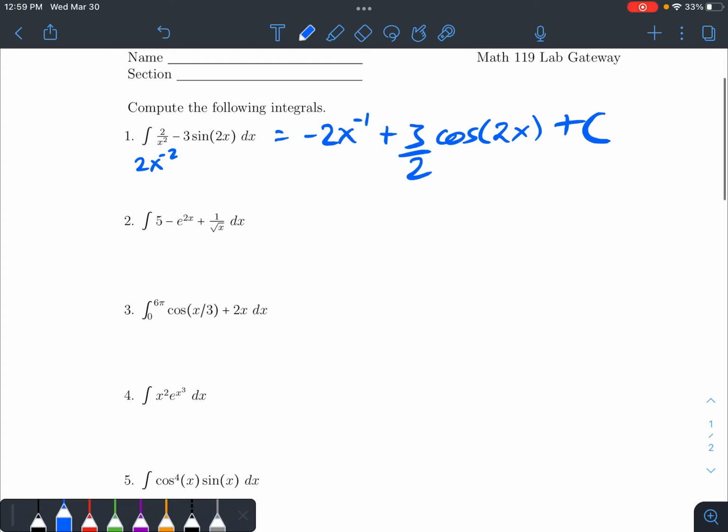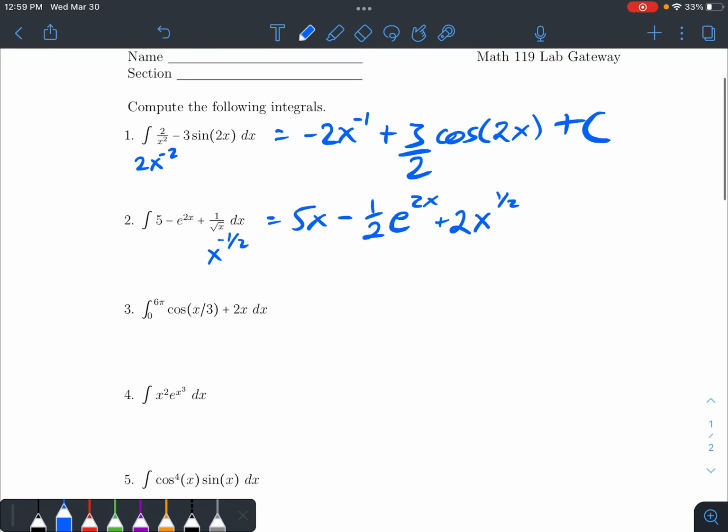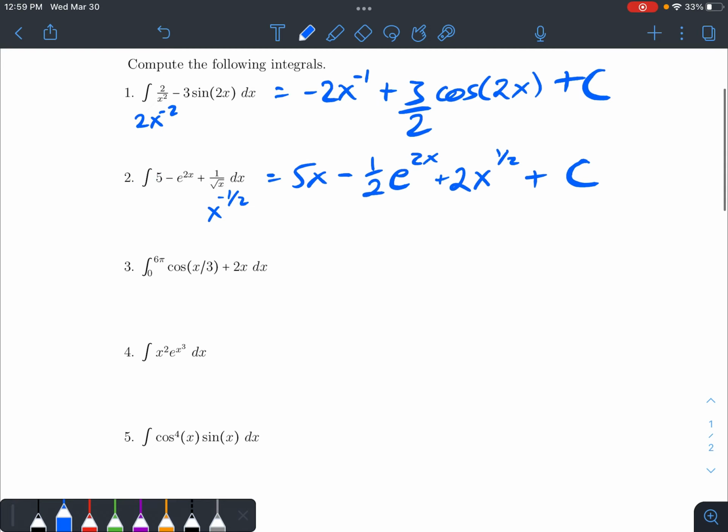All right, next one. The integral, or antiderivative, of 5 is just 5x. The antiderivative of e to the 2x is just e to the 2x divided by 2 instead of multiplied by 2. And then this is 1 over x to the 1/2, or x to the negative 1/2. So bump the power up by 1, so negative 1/2 plus 1 is equal to positive 1/2, and then divide by that power, which is dividing by 1/2, the same as multiplying by 2, so we get 2x to the 1/2, or 2 square root of x. And then it's an indefinite integral, so we do a plus c at the end.